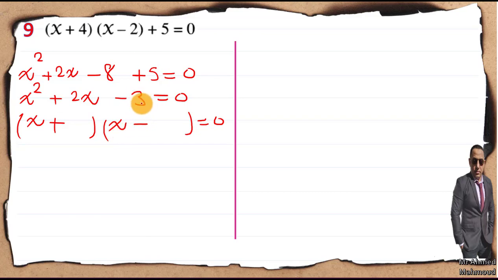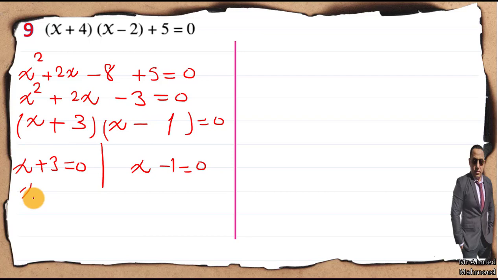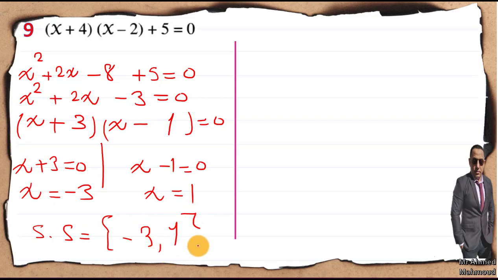3 equals 1 times 3 and 3 times 1. I'm going to write the bigger factor with the middle sign. The middle sign is positive, so the bigger is here, the smaller is here. Now x plus 3 equals 0, x minus 1 equals 0. Send 3 to the right side, so x equals negative 3. Send 1 to the right side, so x equals positive 1. The solution set equals negative 3 and 1.